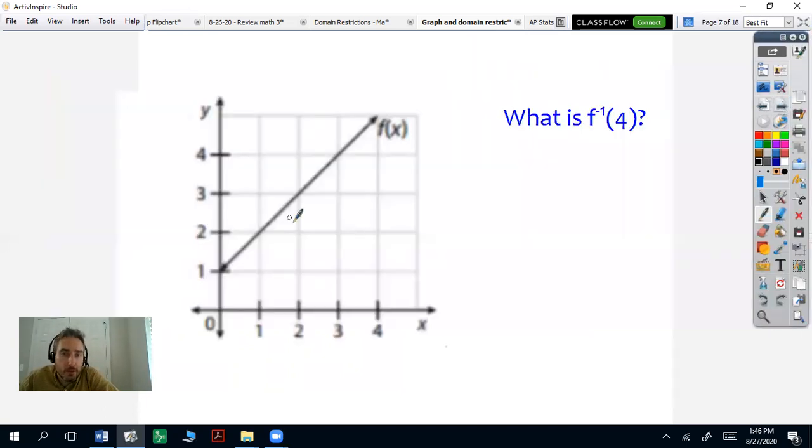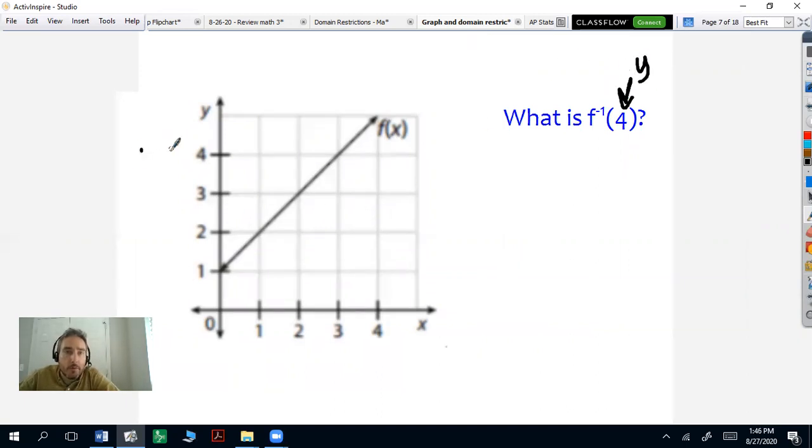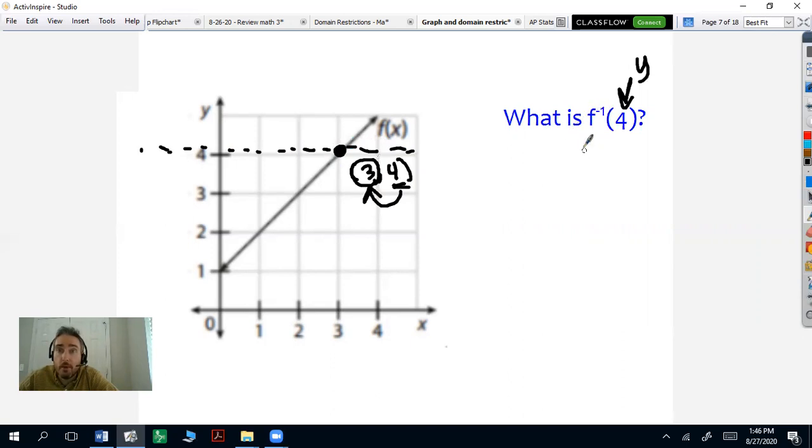Okay, we also struggle with these graphs. So again, this is going to be inverse. So that means this is going to be a y value. So where is y 4? Well, let's look at the graph here. Y is going to be 4 right at this point. That point is (3, 4). So when my input for the inverse at that y is 4, my output is going to be 3. So f negative 1 of 4, the inverse of 4, is going to be 3.